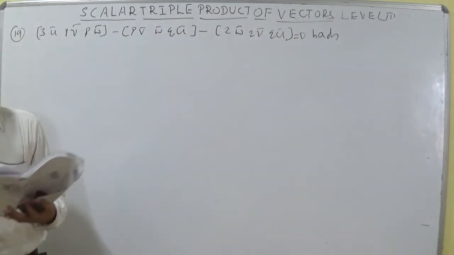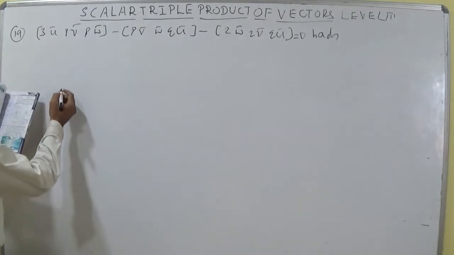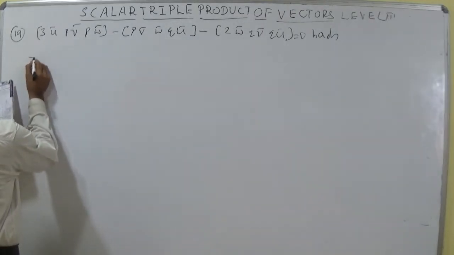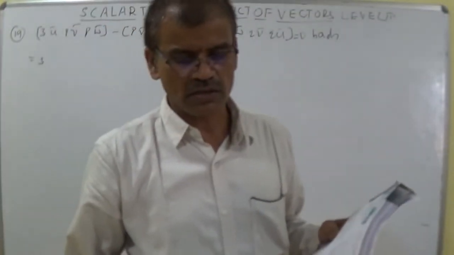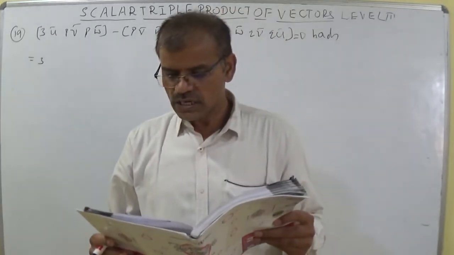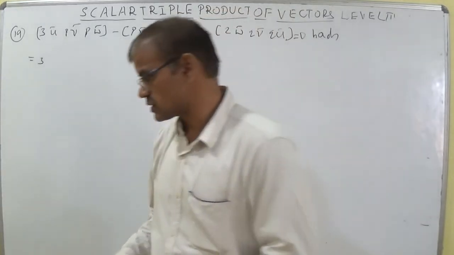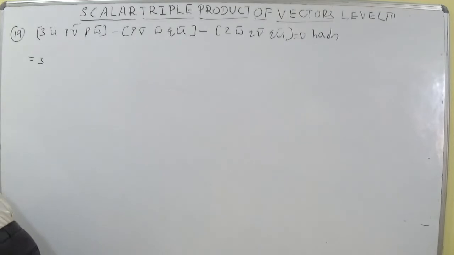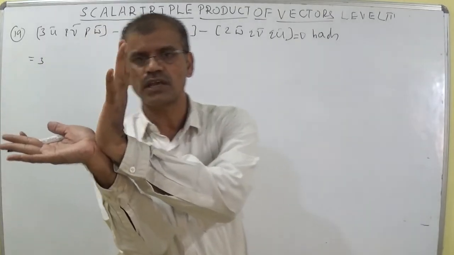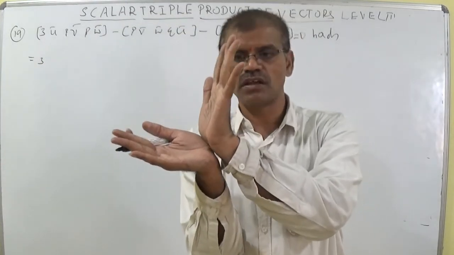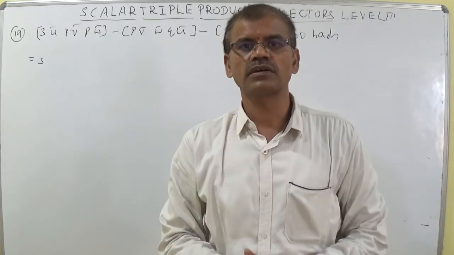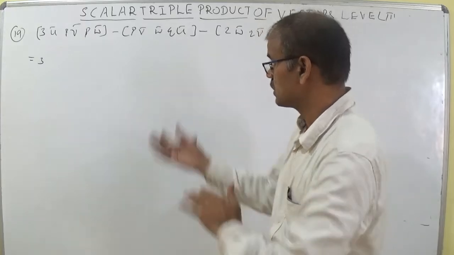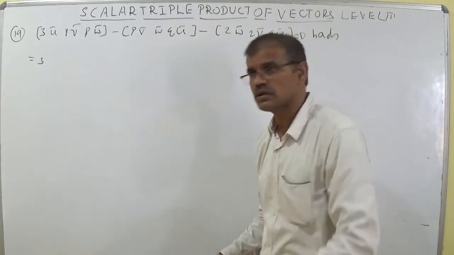So 3U, PV, PW. Here you can take 3 and UVW. He said that non-coplanar vectors. Whenever he says non-coplanar vectors, you should try to understand the concept of IJK. This is I regarding the x-axis, this is J regarding the y-axis, this is K. So IJK are unit vectors along the x, y, z axis respectively. In the same manner UVW will be taken.